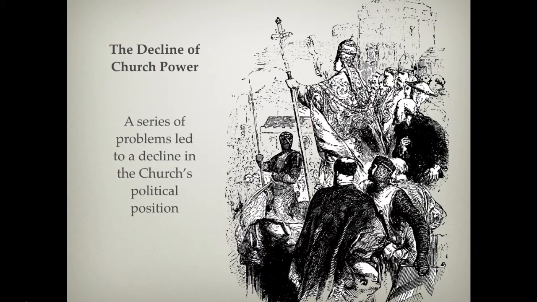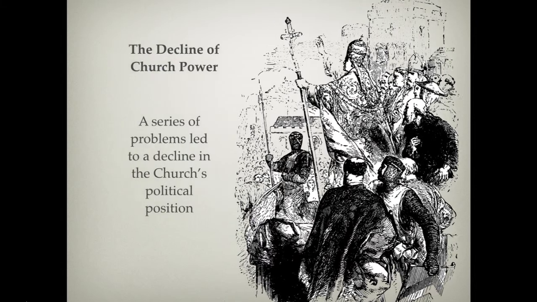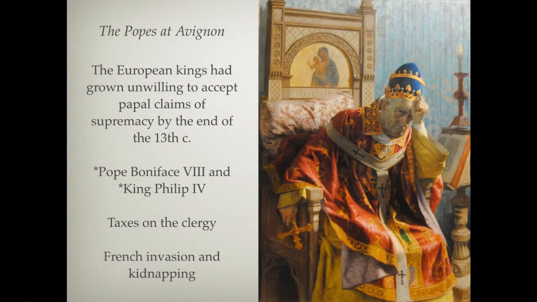We also see at this time a decline in church power. You have a series of problems that led to the decline in the church's political position, particularly all the scandals and all the problems that existed. Many people were just tired of dealing with it, tired of hearing it, tired of seeing the pomp, tired of seeing the corruption. And so we see really a decline in that power, a decline from those glorious political days of Pope Innocent III. Particularly, we see a major political shift with the rise of Avignon.